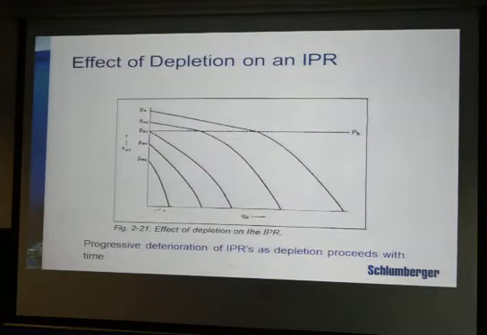This is the effect of depletion on an IPR. As the reservoir gets depleted, the IPR shifts. The same IPR does not hold throughout the lifetime of the reservoir. As the pressure drops, simple to understand, PR, reservoir pressure, decreases, so the graph has to shift.